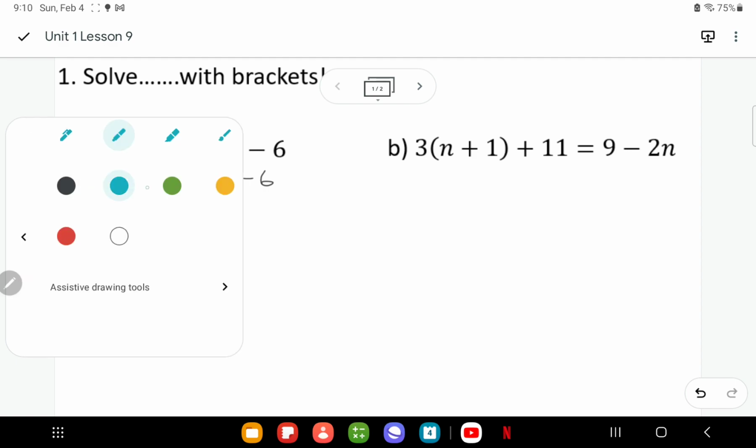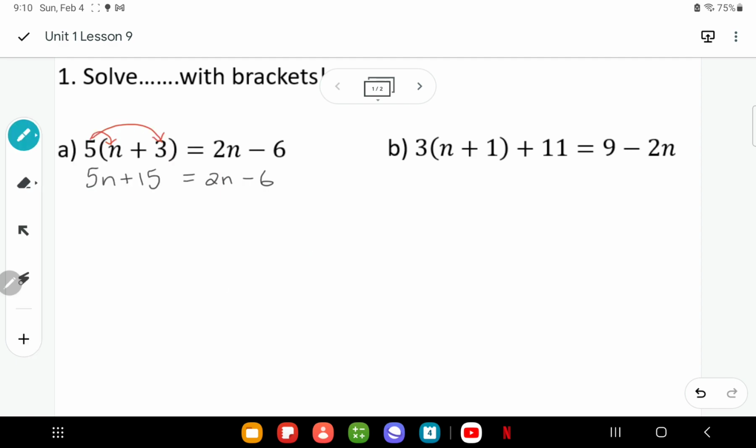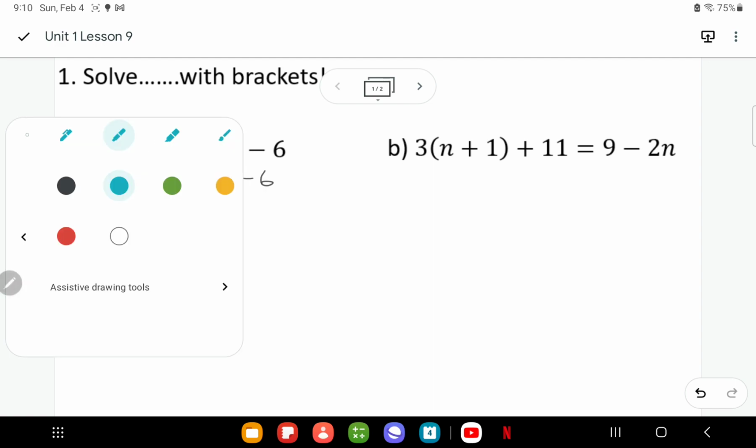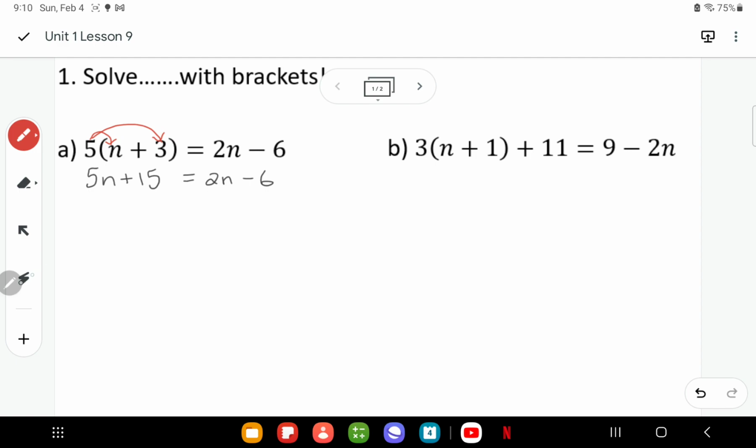That's not changing. Then I need to really check and make sure to see if there are any like terms. So I always just want to make sure, are there any like terms on the left or on the right before I start to solve? And in this case, no, I don't have any other like terms. So I'm going to put my dotted line down from the equal sign and then look at how to solve this. So I do have variable terms on both sides. There's the 5n on the left and the 2n on the right.